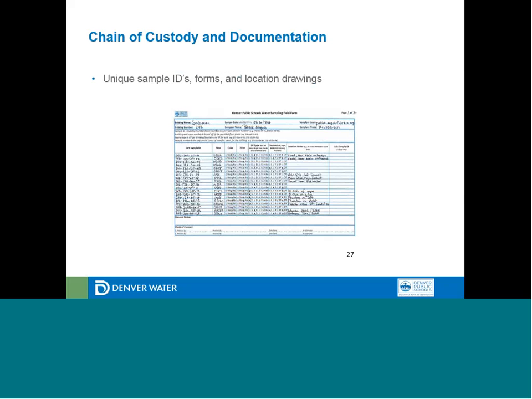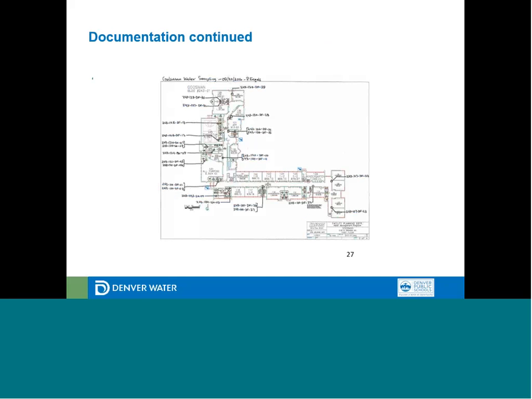We created a pretty tight chain of custody and documentation because we were doing this in-house. We wanted to make sure we could pinpoint every single sample to its location, time, and who took it, and when did we take it to Denver Water, and when did that transfer of samples happen. And we created a unique sample ID for each sample based on building number, room number, source type, and then a consecutive sample count. And then we utilized floor plans to identify locations.